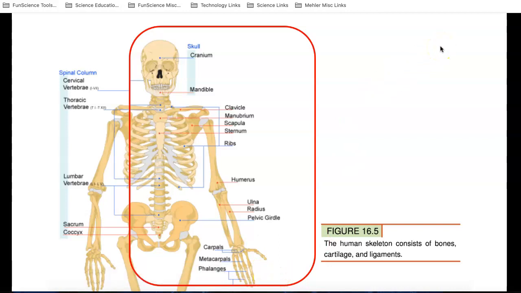So I'm not asking you to memorize everything, but these major bones I would like you to memorize and know, and this particular diagram will be on the quiz. So make sure you know them. You will be amazed at how many times in your life you'll have to refer to them.